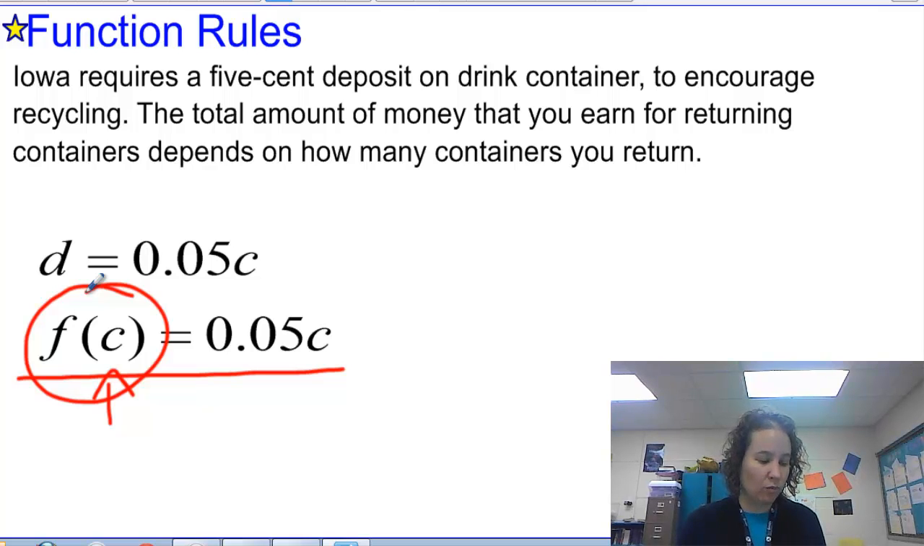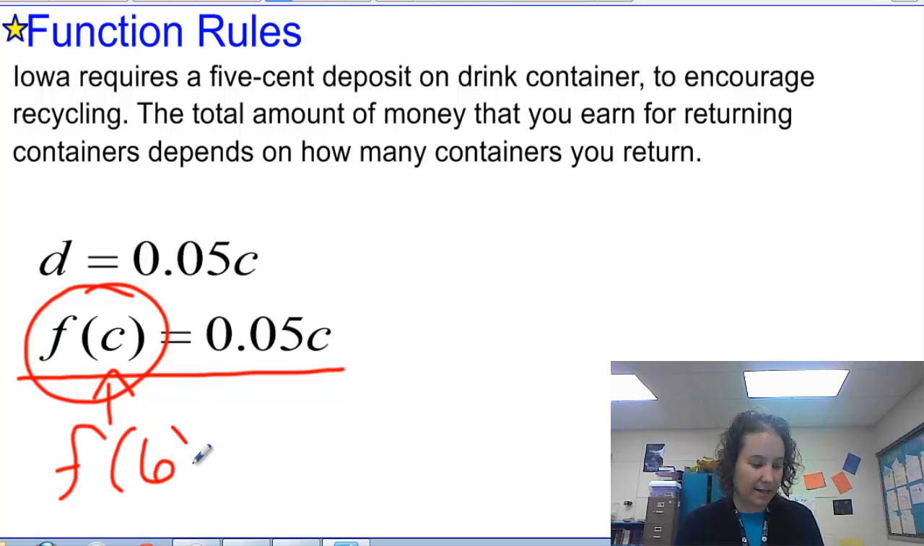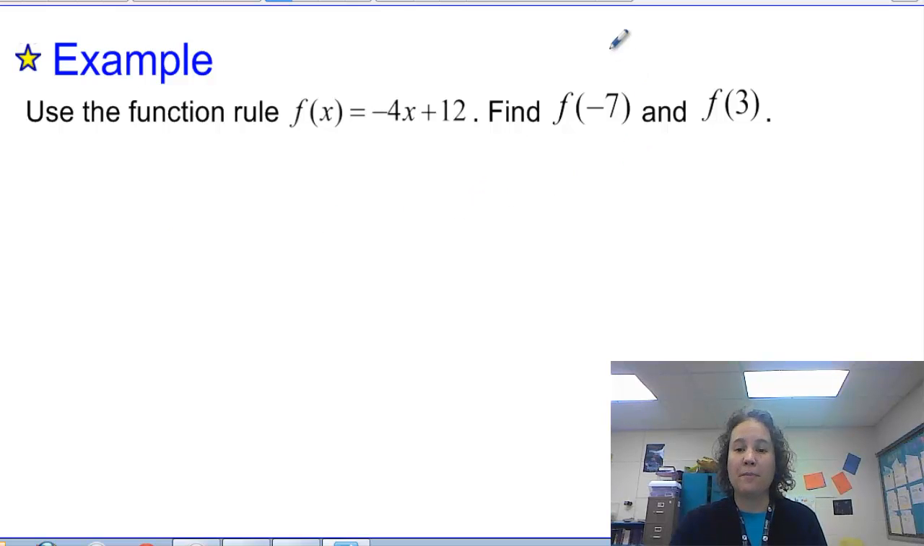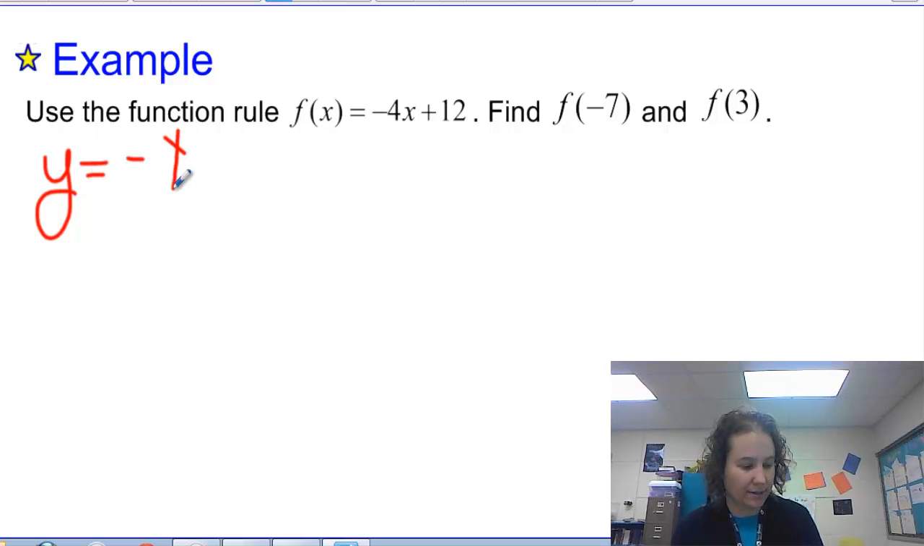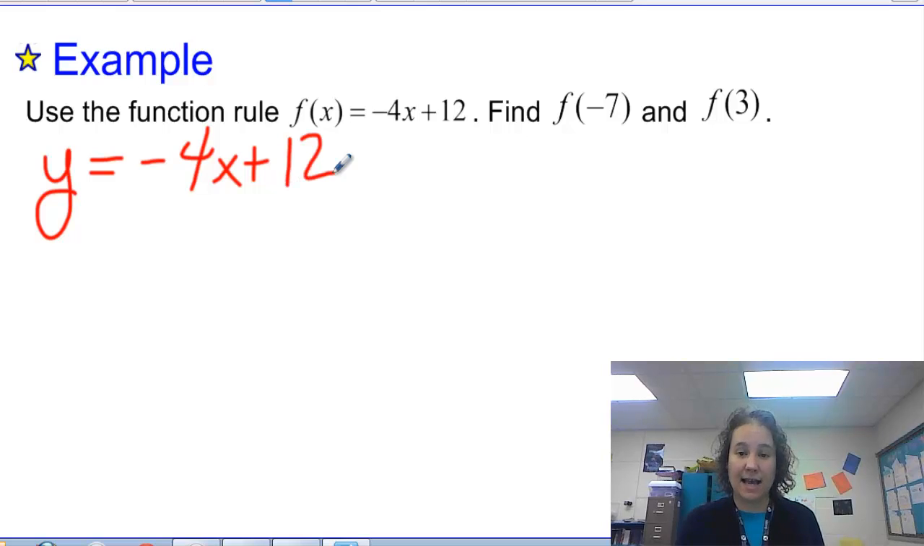So when I write my input variable this way, I could say I want to evaluate my function for 6 cans. I could write f of 6, and that would mean substitute 6 in for my variable c into my function. It's just a little bit different way of writing it. So here's an example of how that might look. They ask you to use this function rule, which is just an equation. I could rewrite this function if I find this confusing. I could rewrite it as y equals negative 4x plus 12, and that means the exact same thing.